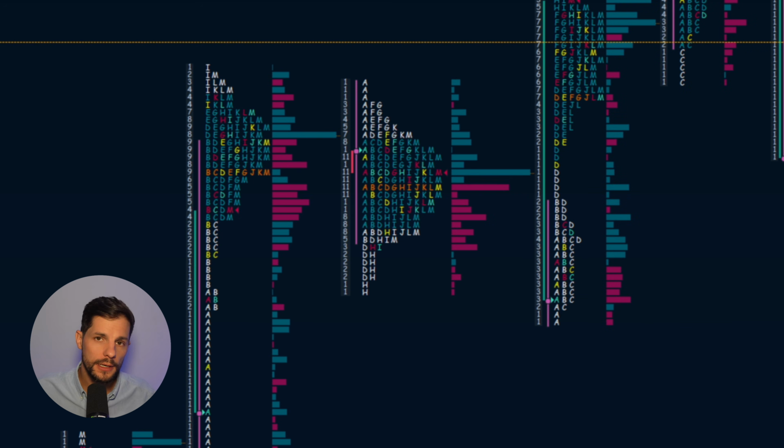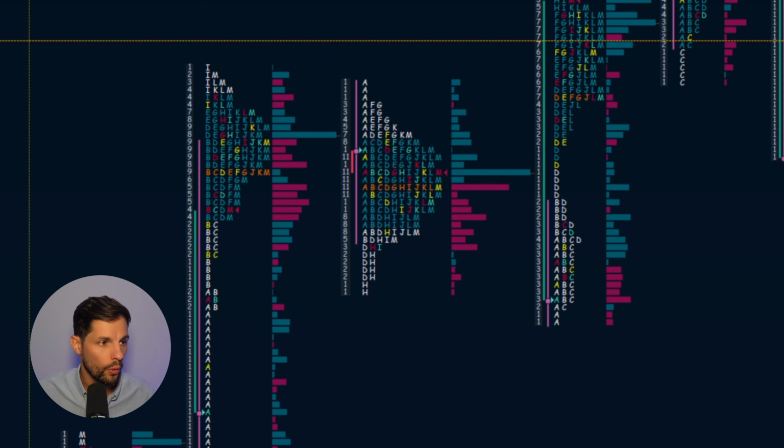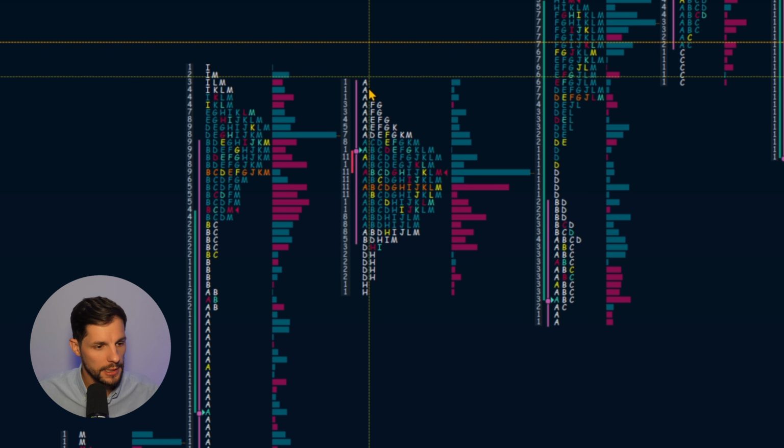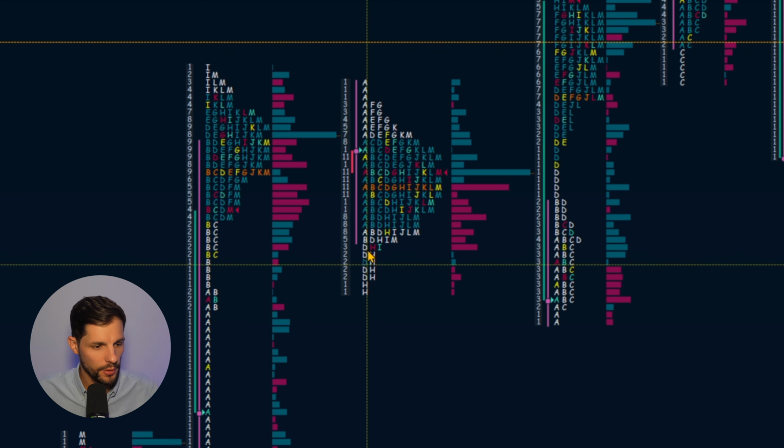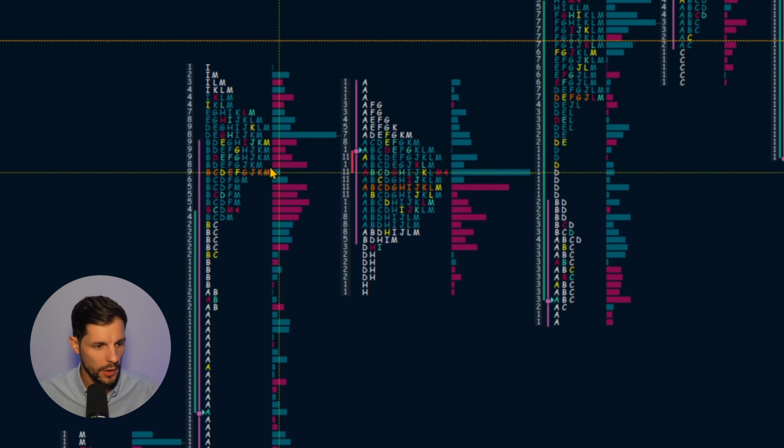Context is everything. Is the market balanced? In other words, an auction in equilibrium, or in imbalance, a breakout mode. So for example, down here we have a D-shaped profile on this day. The market this day opens inside the previous day's value.